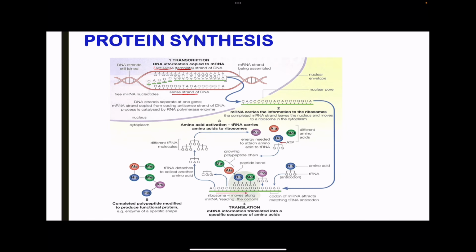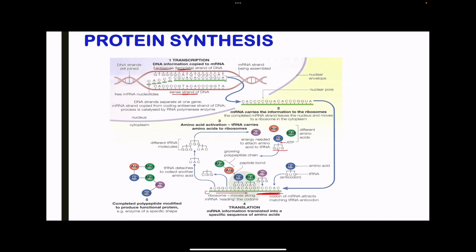So in step 2, we see messenger RNA carries the information to the ribosome. The completed messenger RNA strand is going to leave the nucleus to the ribosome in the cytoplasm because that is where translation is going to occur. In step 3, amino acid activation, we see transfer RNA is going to carry amino acids to the ribosomes. As we already know, each transfer RNA is going to have a different anticodon that is complementary to the codons we see here on the messenger RNA.